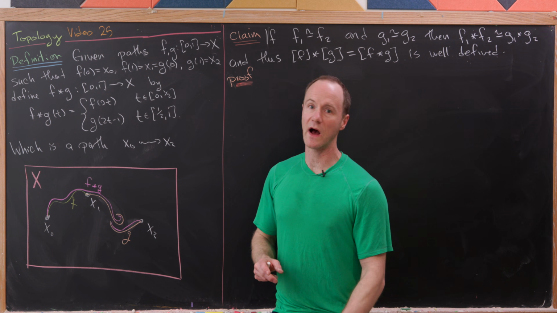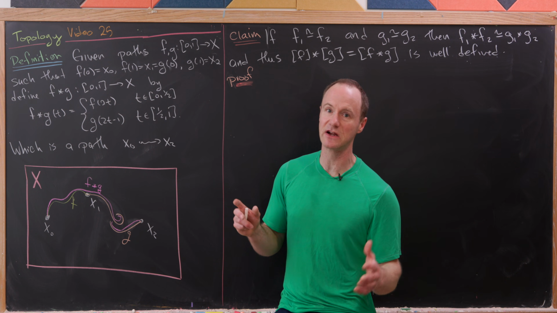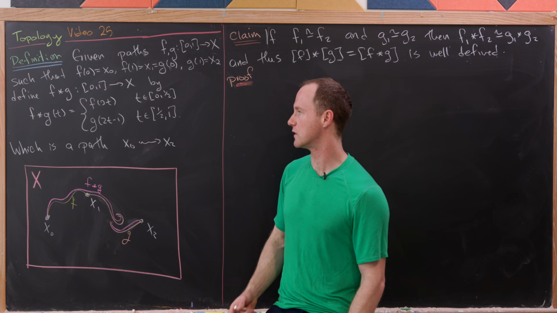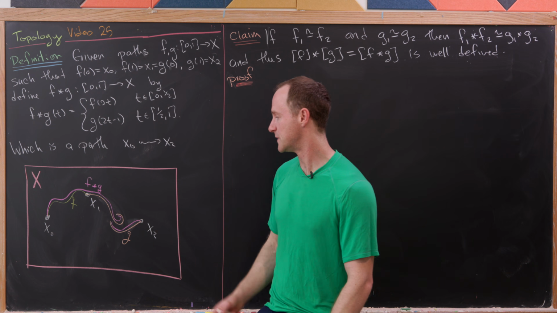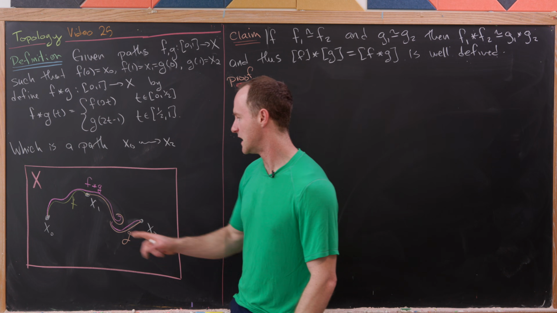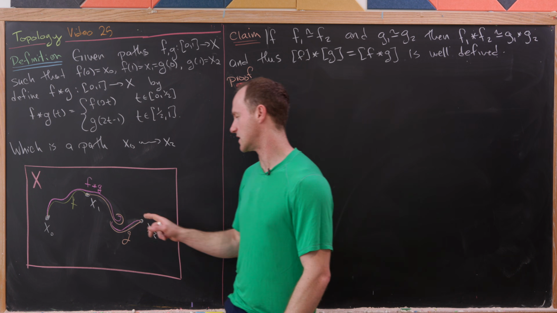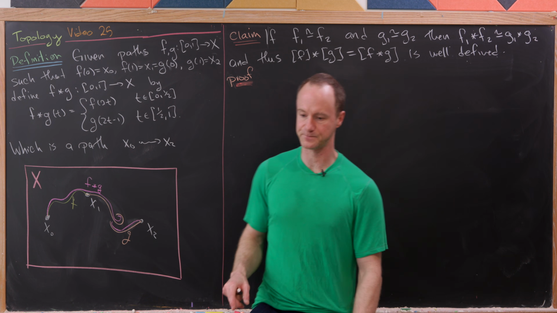And so this is a path from x0 to x2 because it's clearly continuous. It's like gluing those two paths together. And here's the picture. Here we have in yellow our path f, in this peach color is our path g, and then f star g is going to be this magenta path.